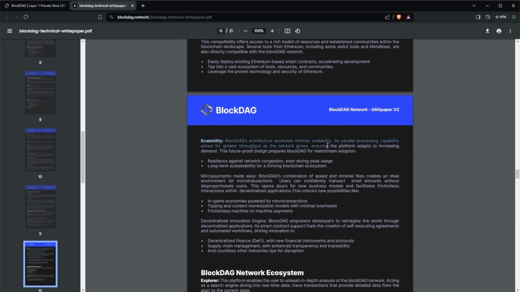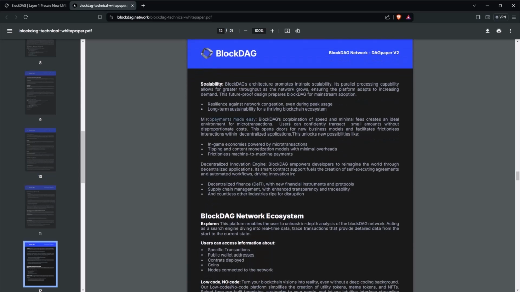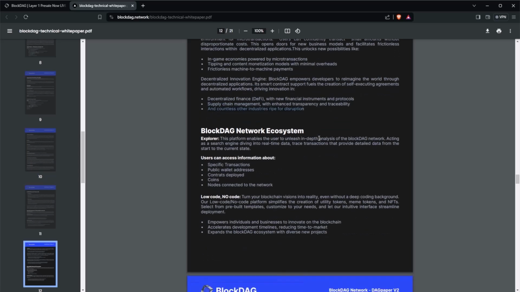And of course, the scalability. This is resilient against network congestion, which we are seeing with certain blockchains at the moment. And of course, the long-term sustainability of a thriving blockchain ecosystem. Micropayments are made easy because, of course, the speed and minimal fees create the ideal environment for these transactions. And decentralized innovation empowers developers to reimagine the world through decentralized applications. So this will be driving innovation in DeFi, supply chain management, and countless other industries ripe for disruption.